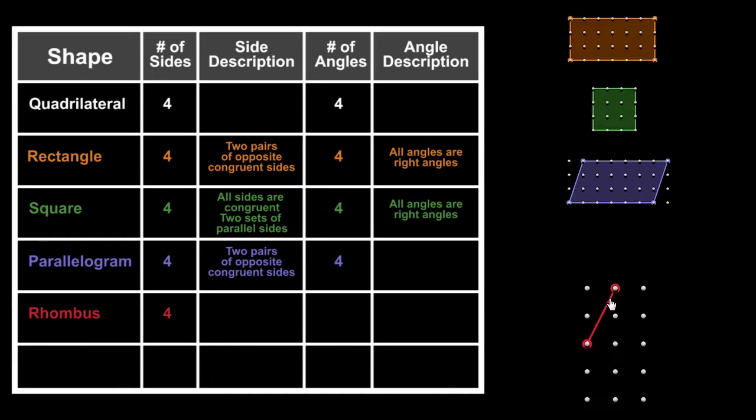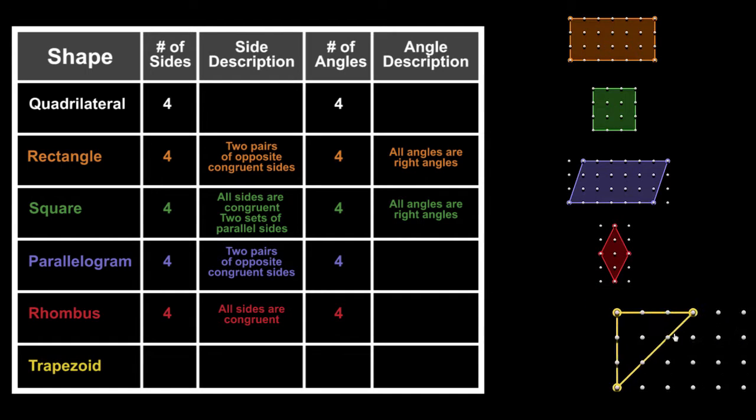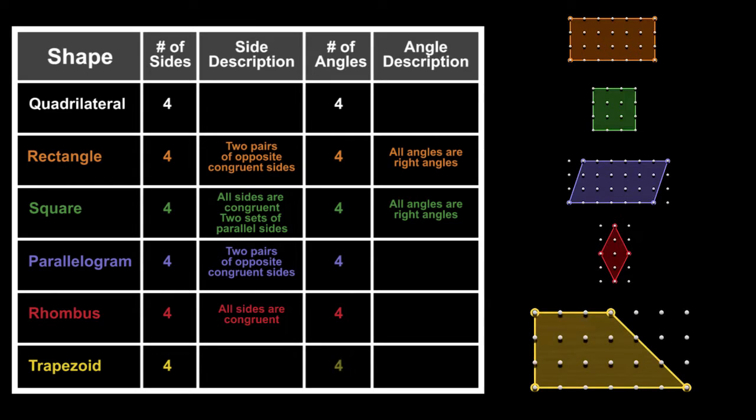A rhombus has 4 sides that are all congruent. There are 4 angles. A square is a rhombus, but not all rhombi are squares. It depends on the size of the angle. Only rhombi with right angles can be identified as a square. A trapezoid has 4 sides and 4 angles. It has at least 1 pair of parallel sides.